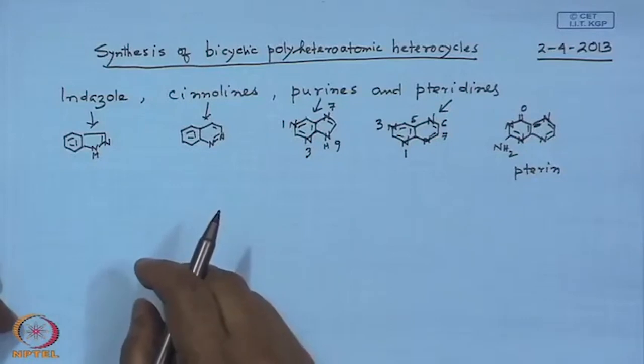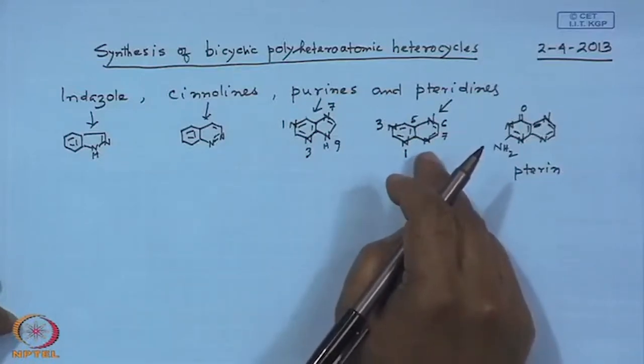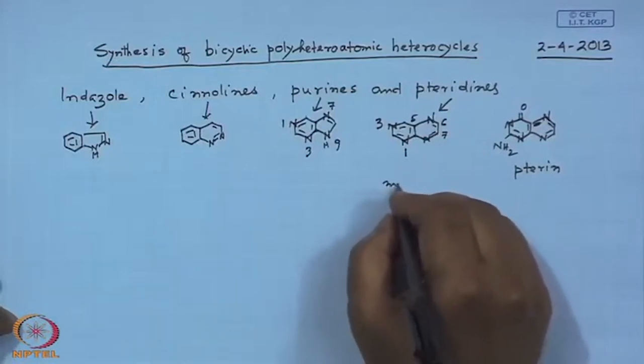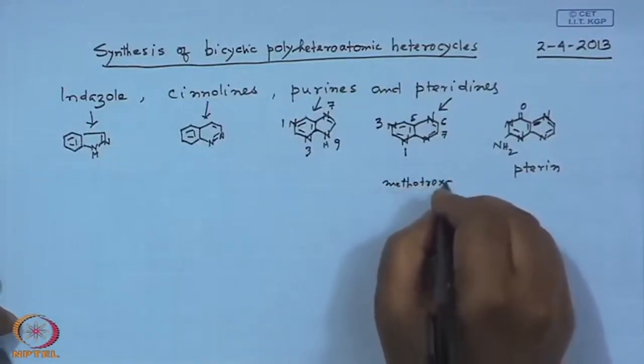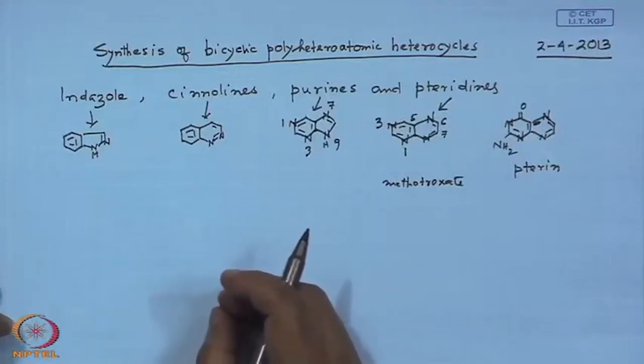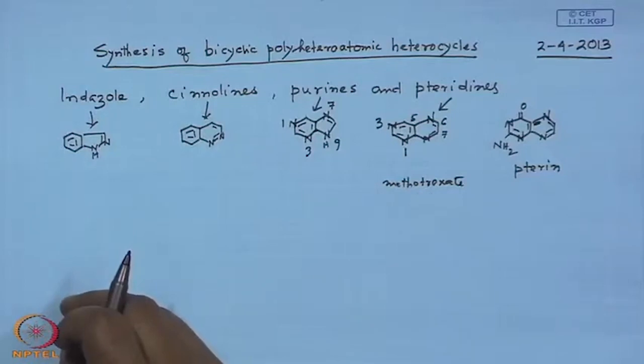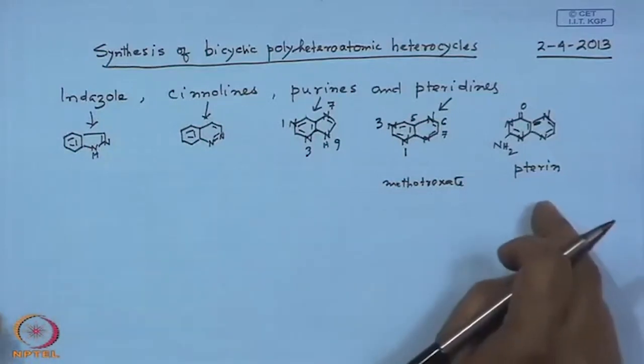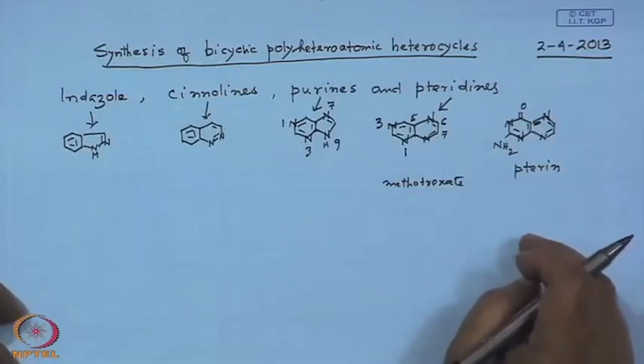This nucleus is also pretty important because of many important occurrences. For example, it is found in methotrexate. Methotrexate is nothing but a commercially available anti-cancer drug. Likewise, it is also found in molybdenum cofactor, a pretty important enzyme. Like pteridine, for example, pterine: where do you find pterine? Pterine actually is found in spinach. So that means that they are important. As you will see, we will have more examples.